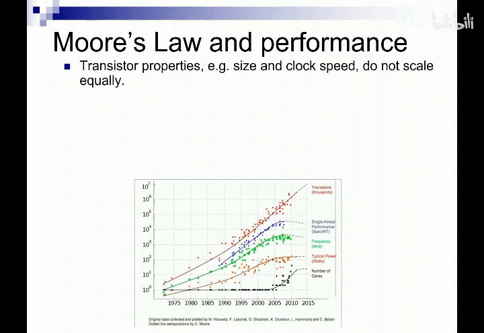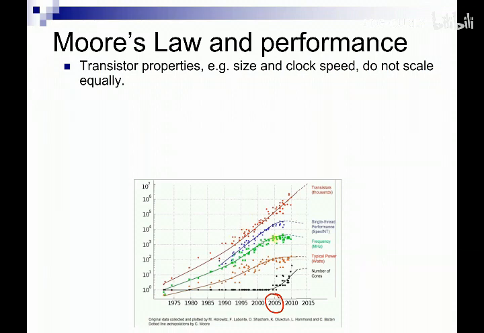What happened around 2005 we can see in this plot. If we look at 2005 over here, the top line that we see is Moore's law. This is saying that the number of transistors would double every 18 months. And this has been true even after 2005. In fact, it's true even up to today.